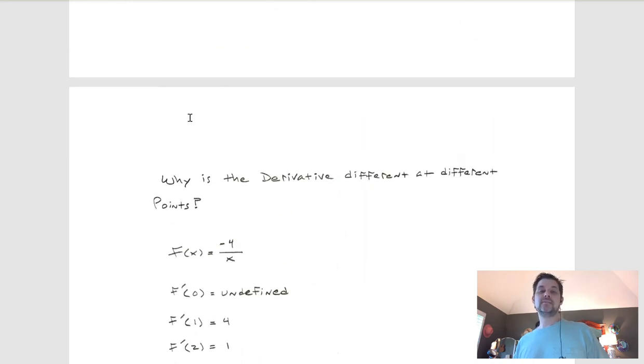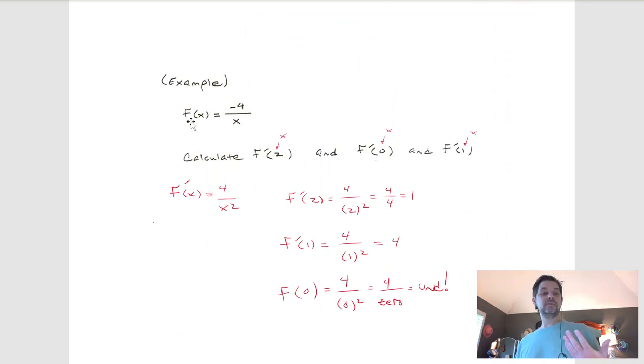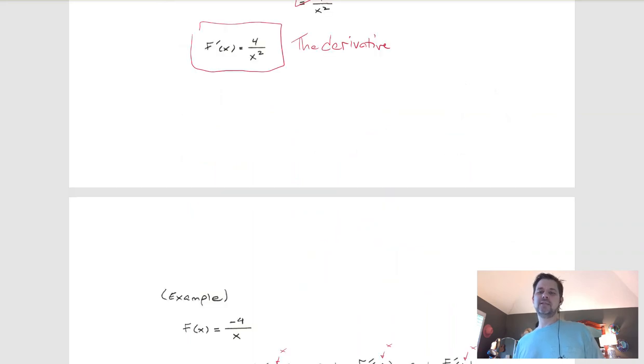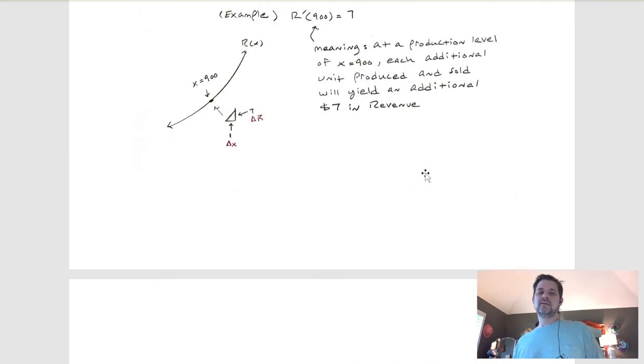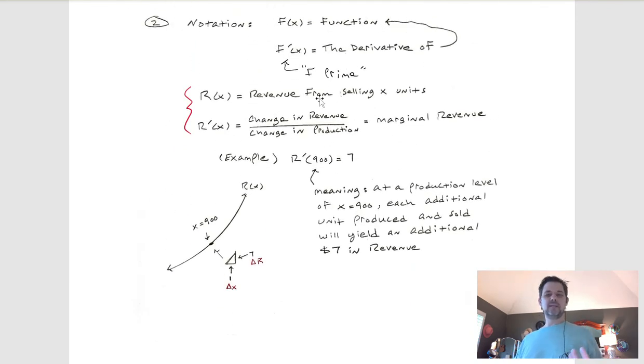I want you to think about this. So, for example, here's my function, here's my derivative. For every function, there's only one derivative, but that derivative could take different values at different points. And by points, I mean at different x's. Why does it do that? Okay, I foreshadowed this a little bit a minute ago when I said probably the way that it works with a revenue function in reality is that increasing production will not always increase revenue in the same way.